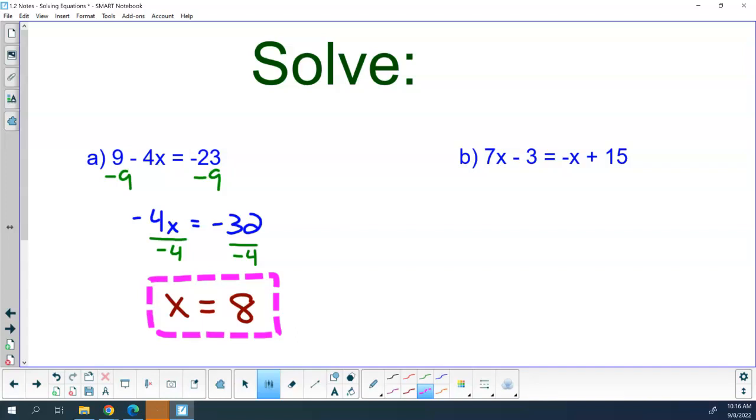In example B, you've got a decision to make right off the start. And that decision is, do I want my variables to be on the left side, or do I want my variables to be on the right side? And the reminder that I gave you earlier said, it doesn't matter which side they're on. You should get the same answer. So go for it. Try solving example B.